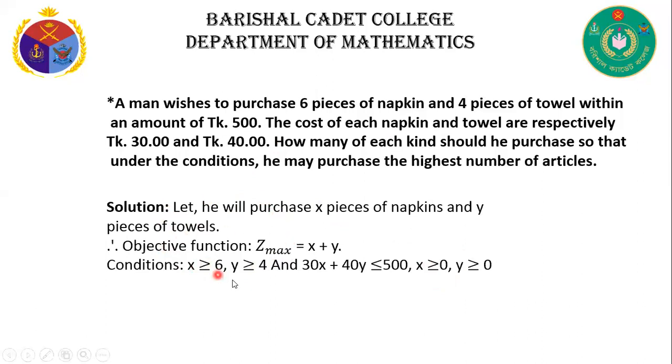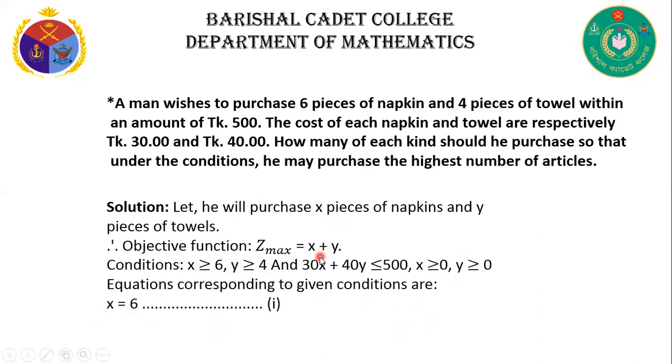Now let us try to solve it graphically. So the equations corresponding to the given conditions are x is equal to 6, number 1, and y is equal to 4, number 2, and another inequality, 30x plus 40y less than or equal to 500. That means 30x plus 40y is equal to 500. That means 3x plus 4y is equal to 50.